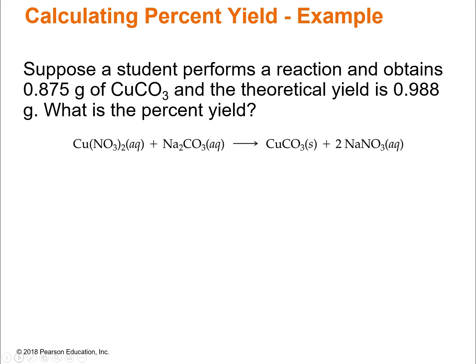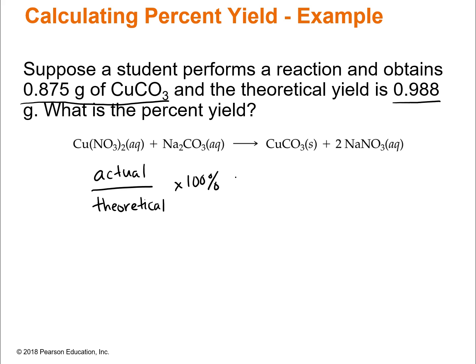So let's say a student performs a reaction and they obtain 0.875 grams of copper carbonate. The theoretical yield is 0.988 grams. What is the percent yield? We said that our equation is actual over theoretical times 100%. What's my actual yield from this problem?